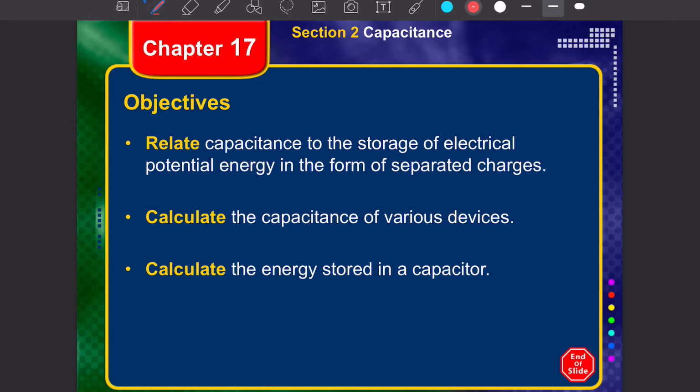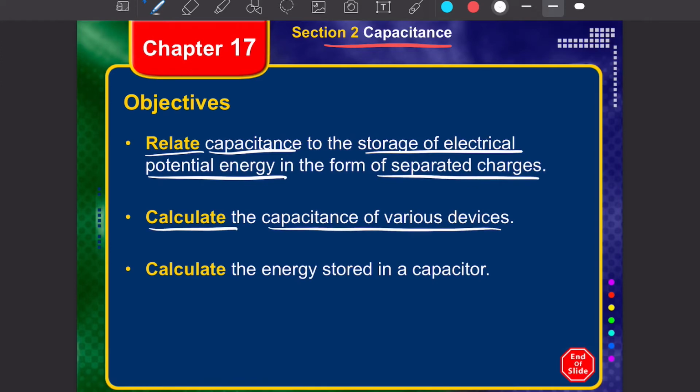So next let's talk about capacitance. After you complete this lecture, you should be able to relate capacitance to the storage of electrical potential energy in the form of separated charges. You should also be able to calculate the capacitance of various devices, and calculate the energy stored in a capacitor.